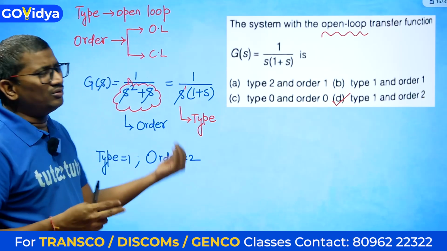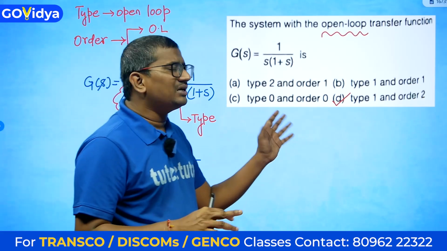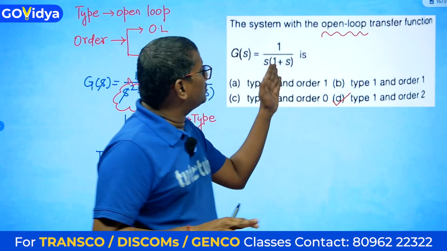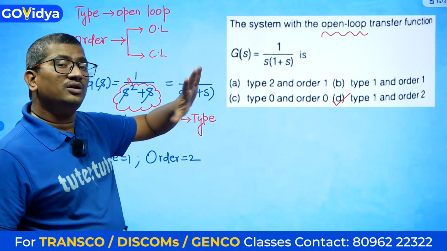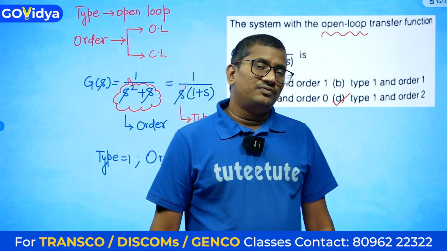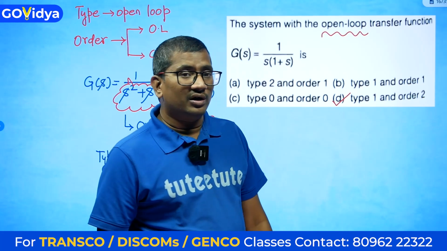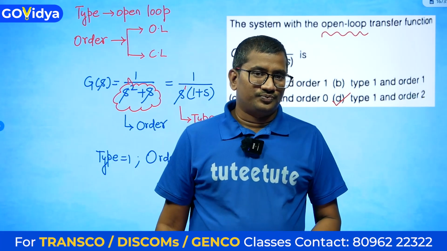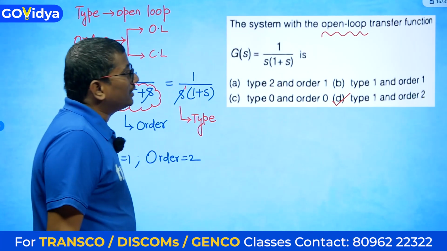So it doesn't matter whether you use closed loop or open loop, order of the system can be calculated. But for the type of the system, you always have to convert into the open loop, then only will you get the idea about the type of the system. Why is the type important? For understanding the steady state error concepts also. Okay, I hope it is clear.